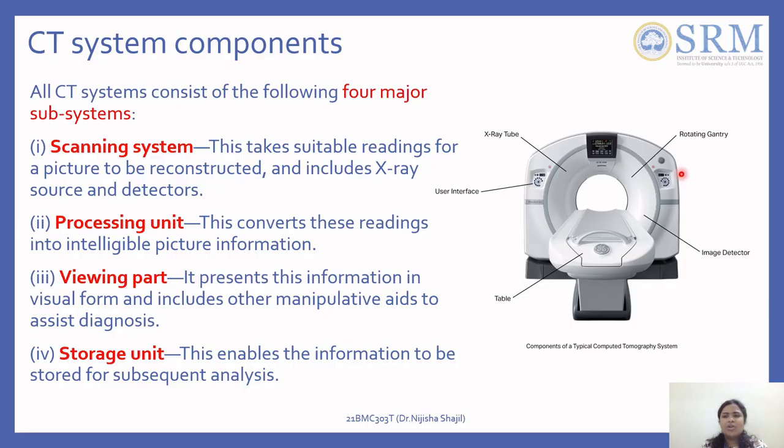This is how the CT system looks. You have the table where the patient lies. Here is the gantry, the rotating gantry. Inside the gantry, on one side you have the X-ray tube and on the other side the detector, and this keeps rotating. Then you have the user interface, which is usually isolated and kept separately. The patient alone goes inside. You have a console outside, a very high-performance processing computer, which takes the readings and analyzes them. Everything is done by that.